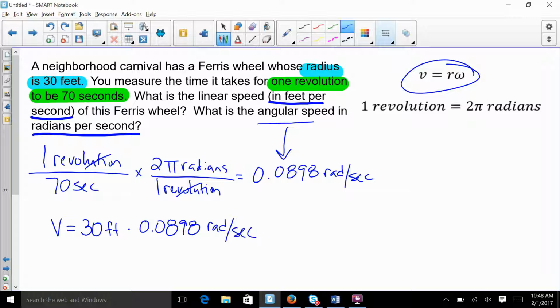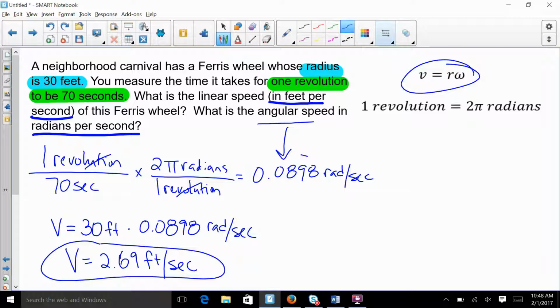When I multiply that, I get 2.69 feet per second. And if I look back at my problem, it's asking in terms of feet per second, so I don't have to do any conversions there. So there's my linear speed in feet per second. Here's my angular speed in radians per second.